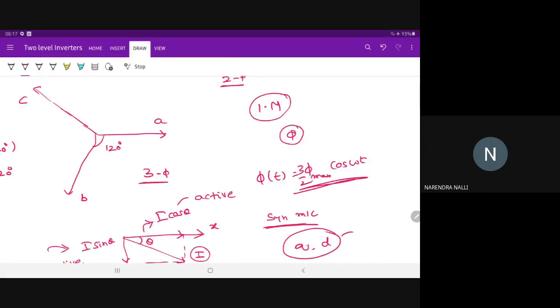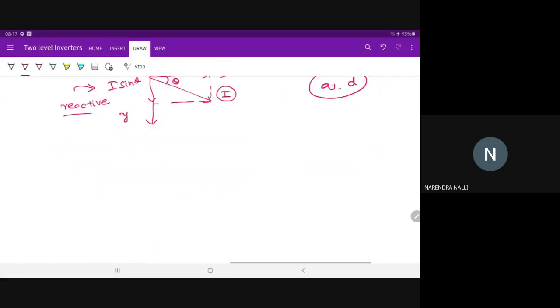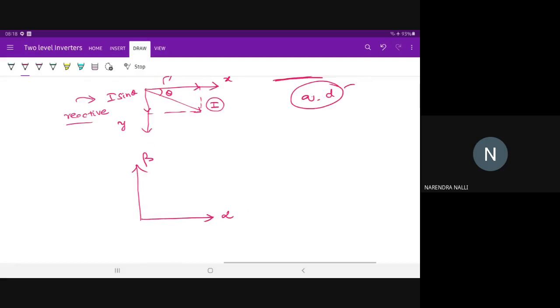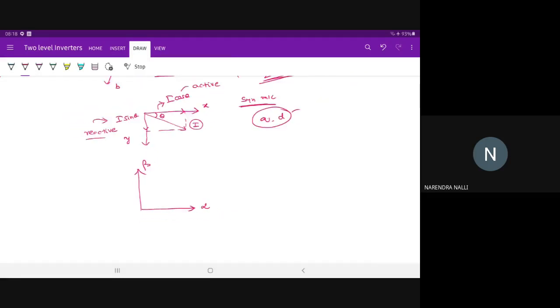Similarly, these three phases can be written in two phases. So this is known as the alpha axis, and this is known as the beta axis. The three phases are converted into two phases with the alpha axis and beta axis. Clear? So how do we do this conversion?